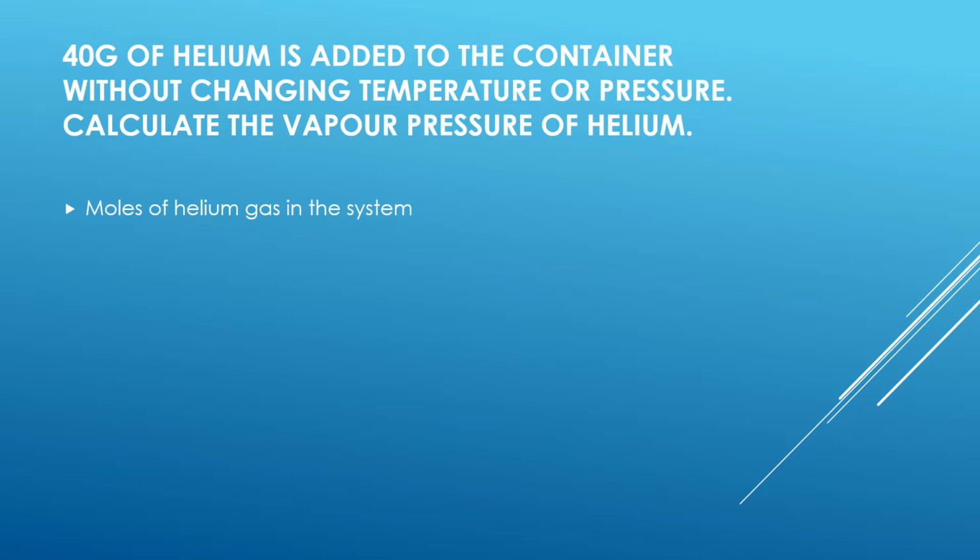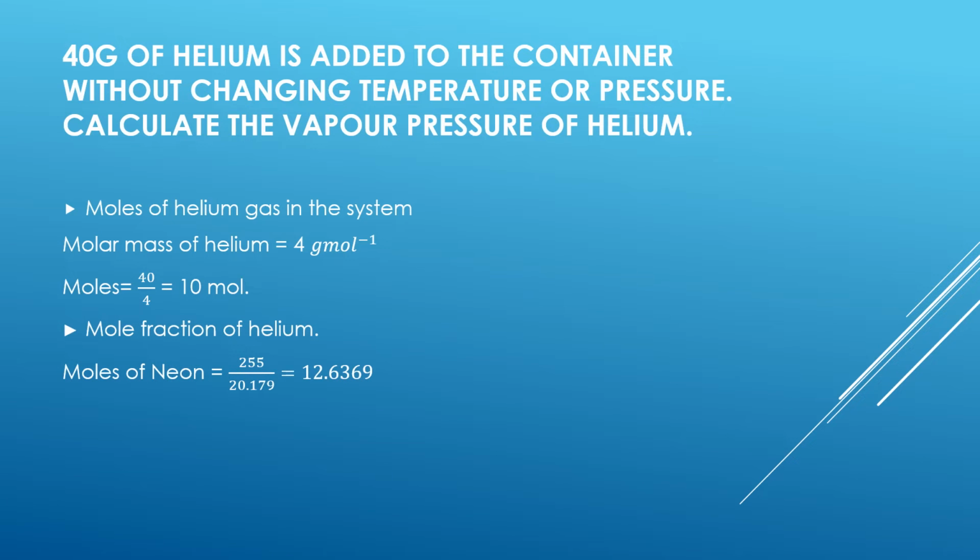So, the second question asks us to calculate the pressure of helium when 40 grams is added to the container without a change in the pressure or the temperature. So to start with, we need to calculate the moles of helium gas. Moles is calculated by dividing the mass, which is 40 grams, by the molecular mass, which is 4 grams per mole. Therefore, 10 moles of helium is present in the system.